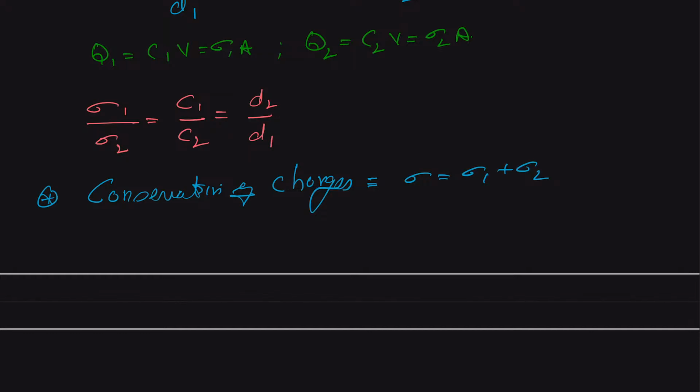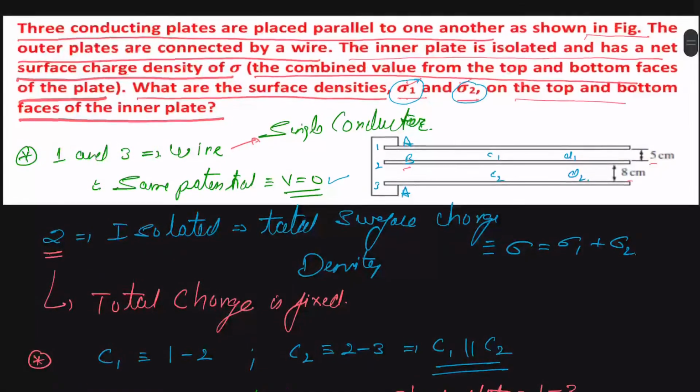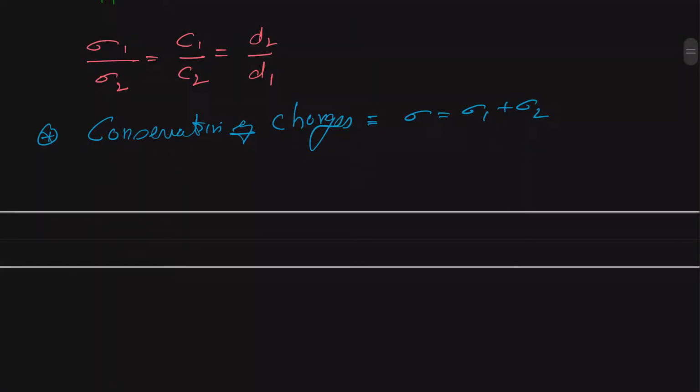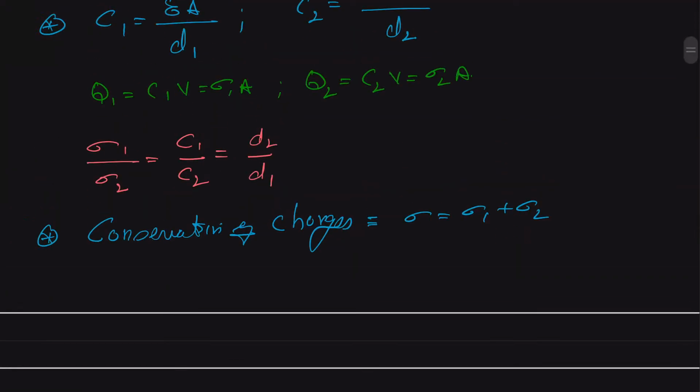And especially this equation is already indirectly mentioned in the question, that this rho 1 and rho 2 are the top and bottom faces of the inner plate. Okay, so this is our inner plate. So the top is given as rho 1 and the bottom is our rho 2. And their combination is given as surface charge density sigma. And from here, this equation, we can write that our sigma 1 d1 is equal to sigma 2 d2.